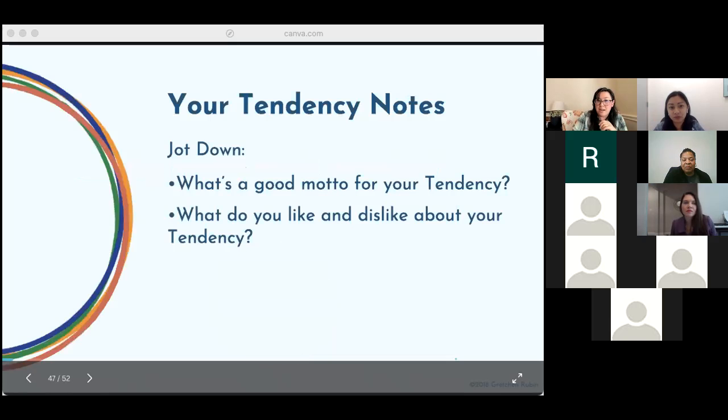So as we're wrapping up, a couple things. For you, what's a good motto for your tendency? Did you relate to one of those, or does something come to mind? And what do you like or dislike about your tendency now that you've learned a little bit more about it?